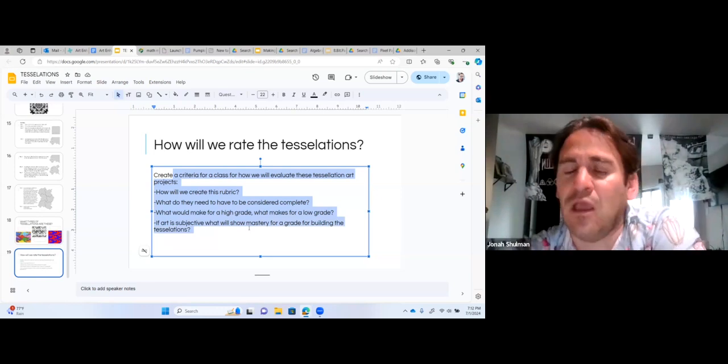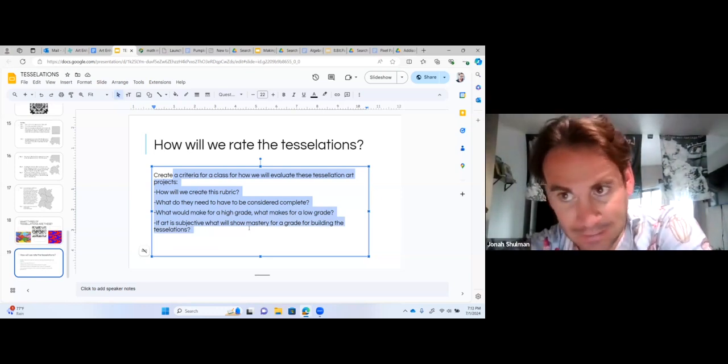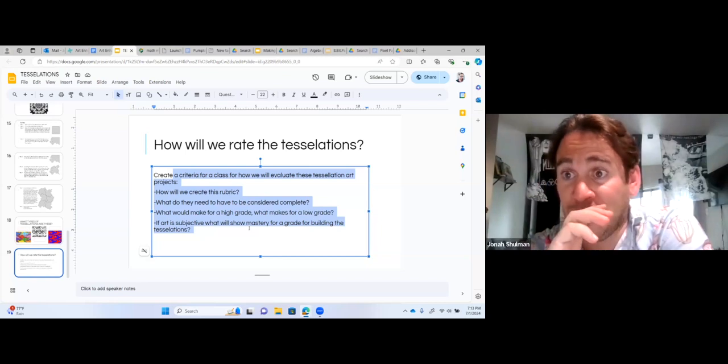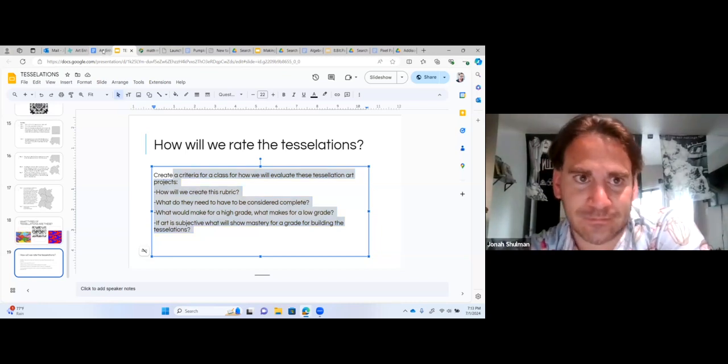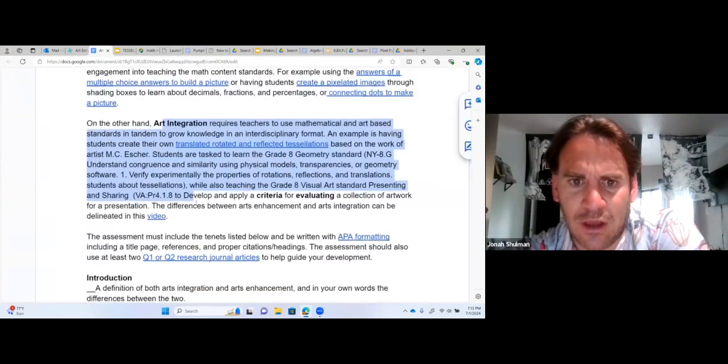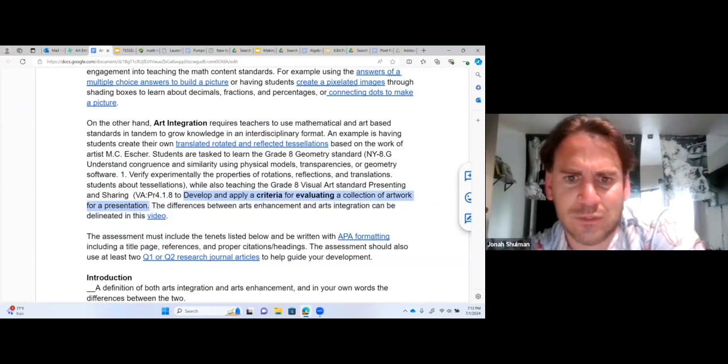So as a class, we made a rubric for it and we graded it, everything based on it. And we came up with this beforehand. So we all knew what we needed to do. So that's a really good way of developing and applying the criteria for evaluating a collection of work for representation.